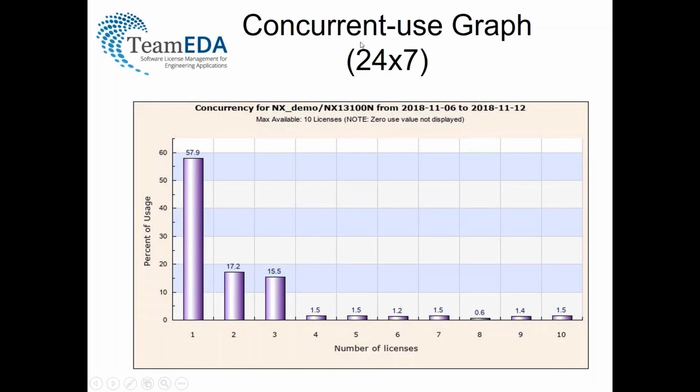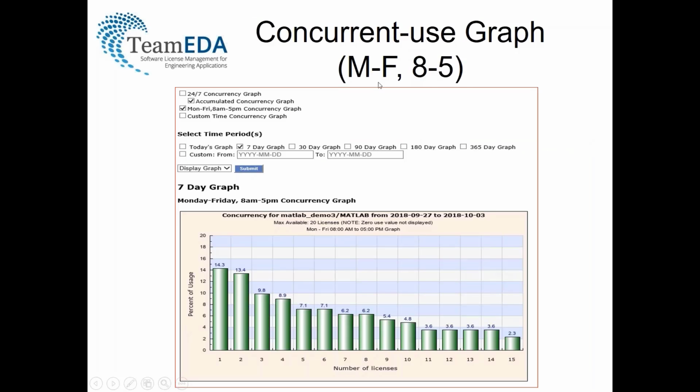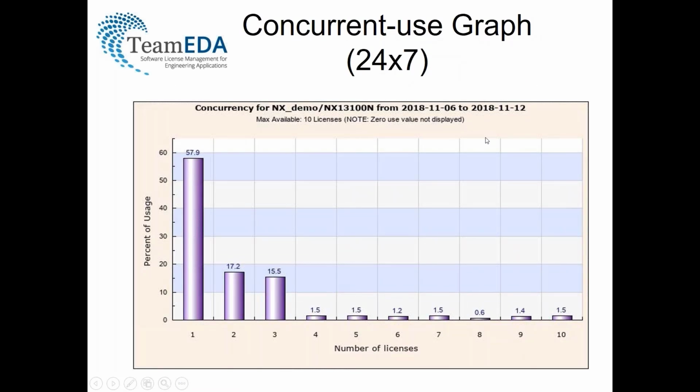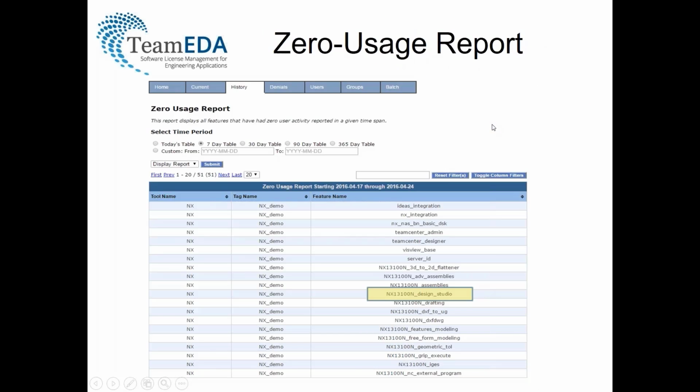So that's 24/7, but we do the same thing Monday through Friday, 8 to 5. And again, in this example, we own 20 licenses, it says up here, but we never use more than 15. So if I was renewing, I would probably say, hey, I don't need those extra 5 because they're never checked out. 15 were only checked out 2.3% of the time. Maybe I can get rid of that one too. So these reports are very important come renewal time.